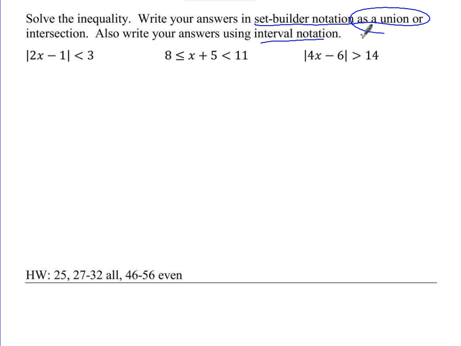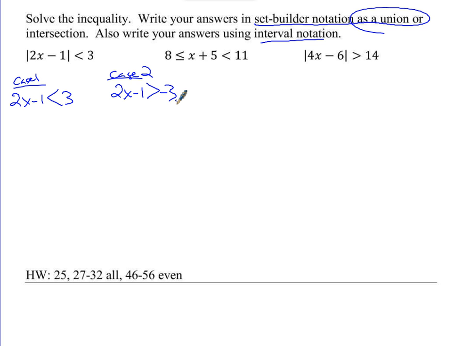If you can get all these right, then you should be able to get everything right. All right, so what are we going to do on that first one? Anytime you have absolute value, get the absolute value by itself, and then do case 1 and case 2. What's case 1? The whole thing. 2x minus 1 is less than 3. What's case 2? 2x minus 1 is greater than negative 3.